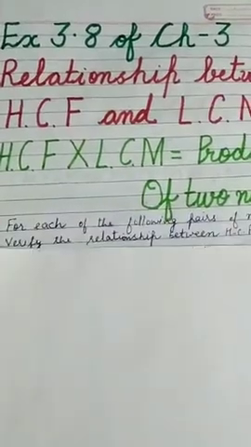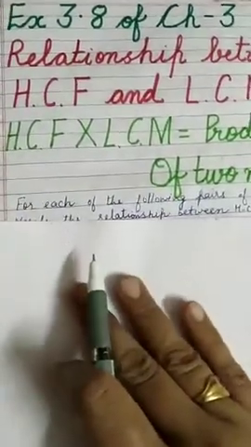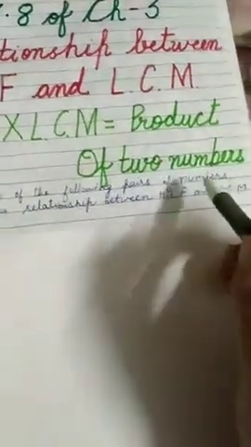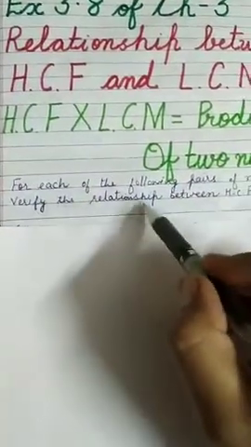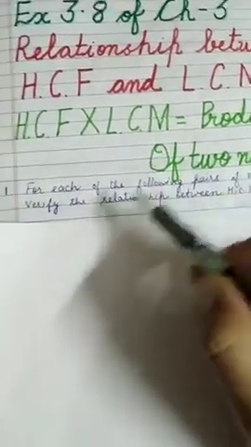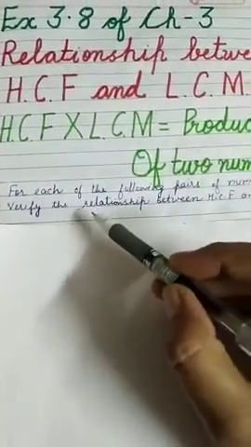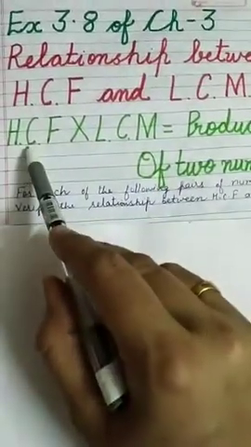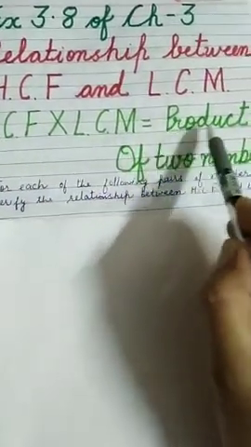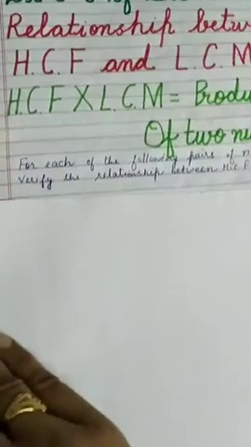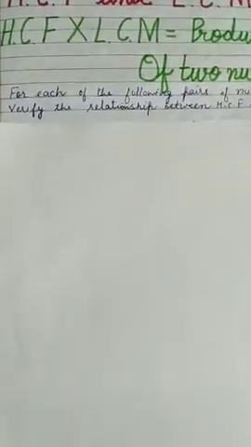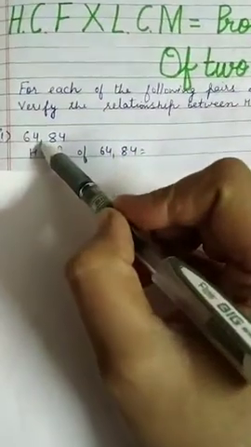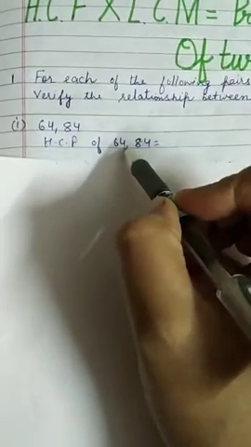Let's do the sum. The first question is, for each of the following pairs of numbers, verify the relationship between the HCF and LCM. In this we have to verify that HCF multiplied by LCM is equal to the product of the two numbers. See, in the first part the numbers given to you are 64 and 84. Firstly, we will find out the HCF of 64 and 84 by the division method.